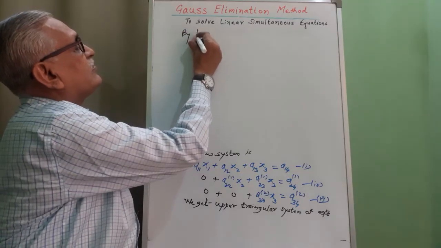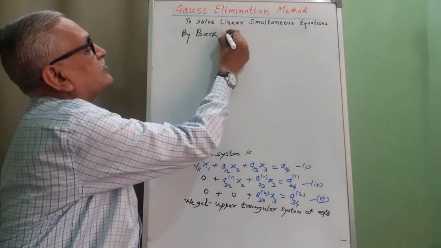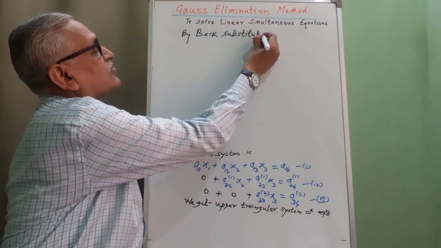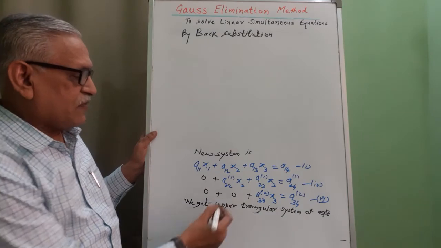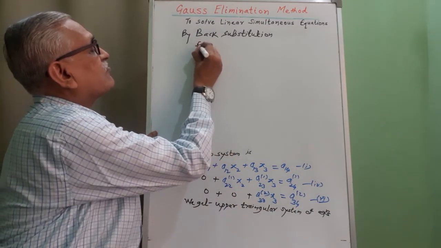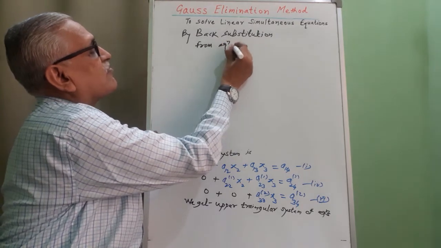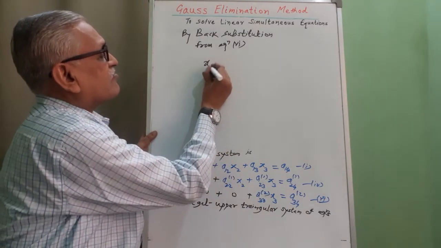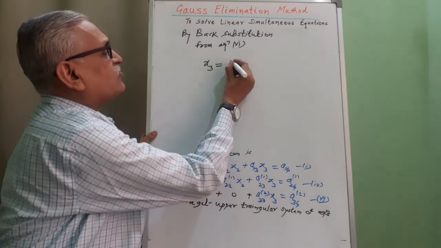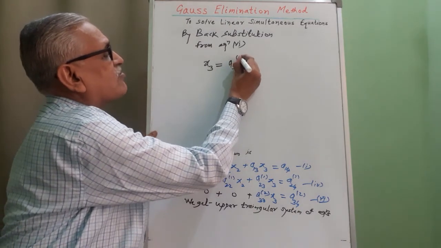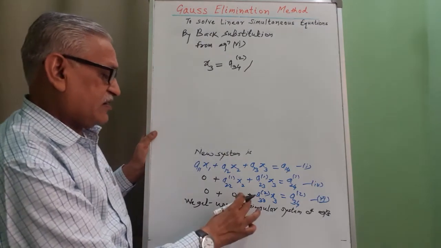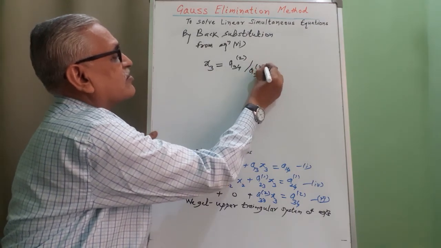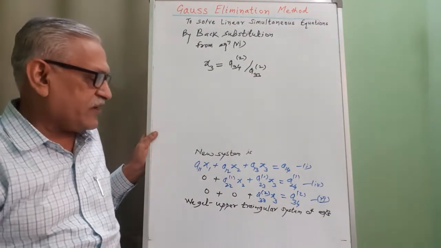By back substitution procedure, from equation 6, we get the value of x3 as a34(2) divided by a33(2). We get the value of x3.